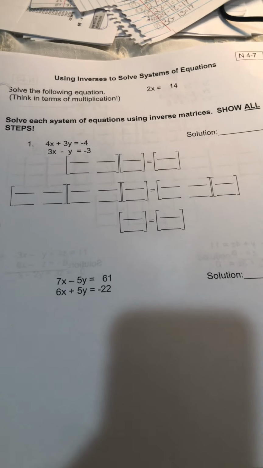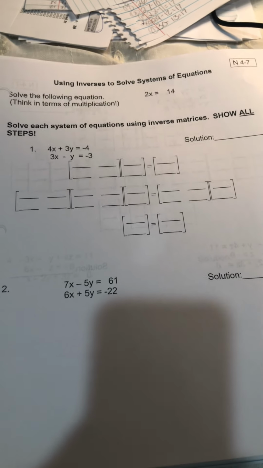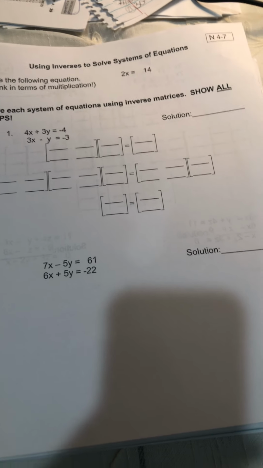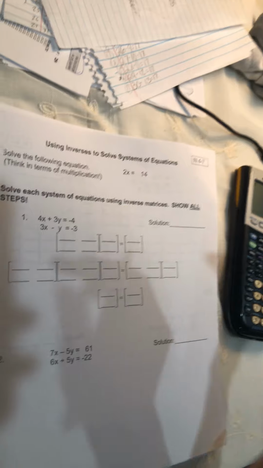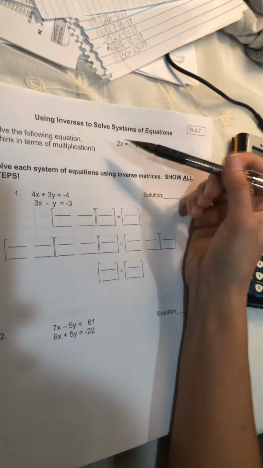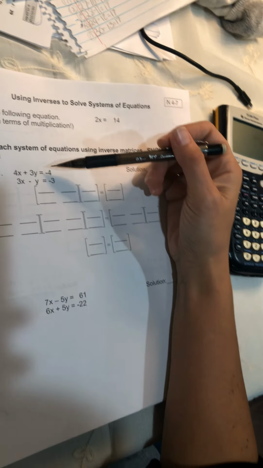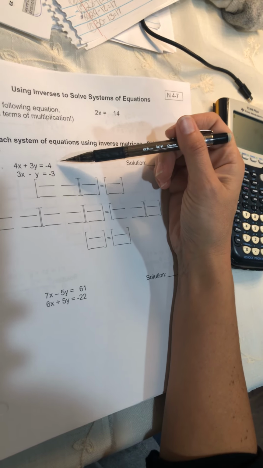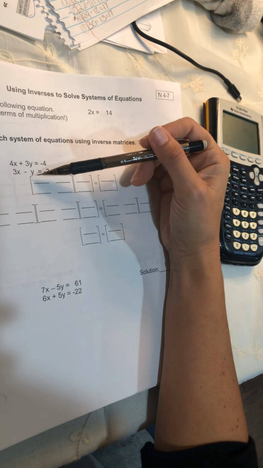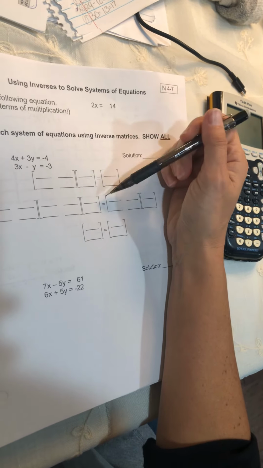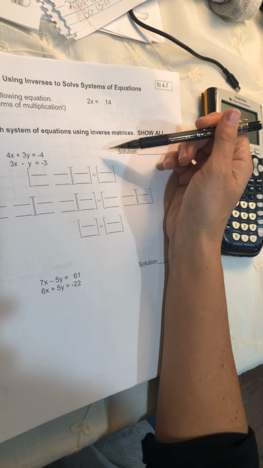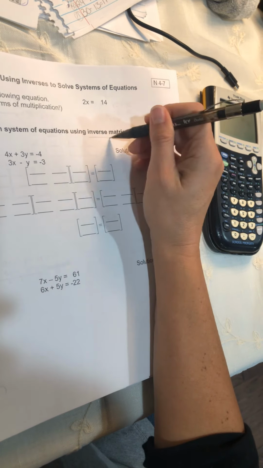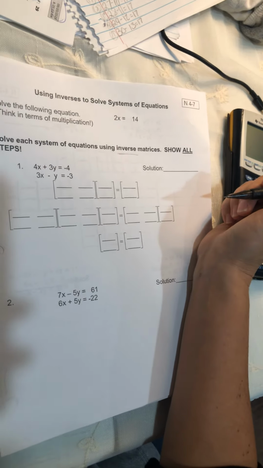Okay, so here are the notes for 4-7. We're using inverses to solve systems of equations, right? So now let's see what we have here. Basically, you're going to be given a list of equations, and how we used to use substitution and elimination to solve for x and y. Now, you're going to learn how to do it using matrices and the inverse, which we learned how to do on our calculator, okay?